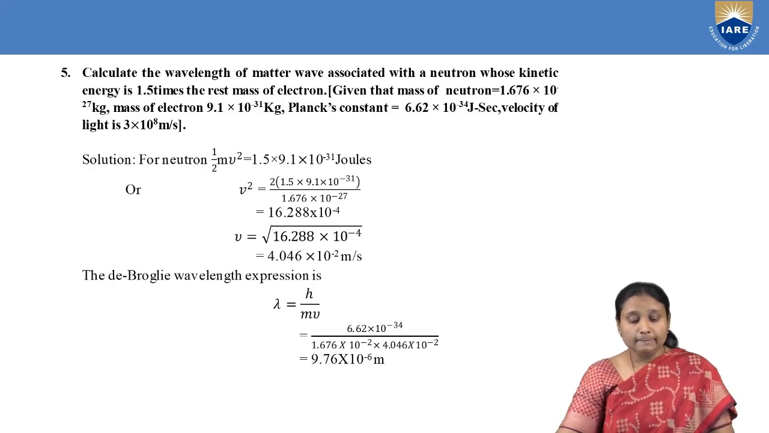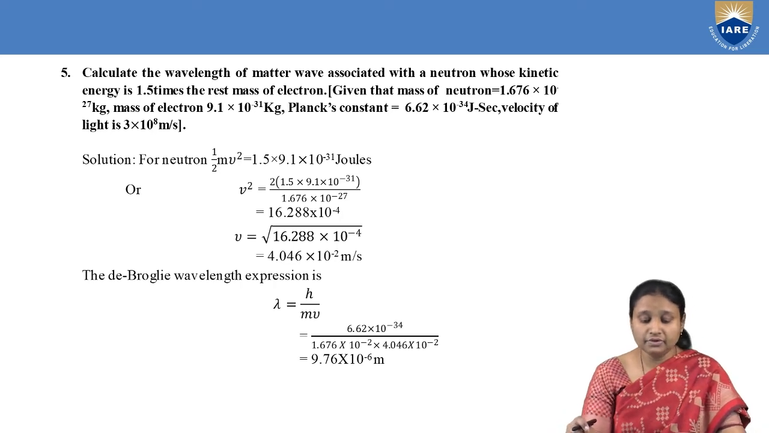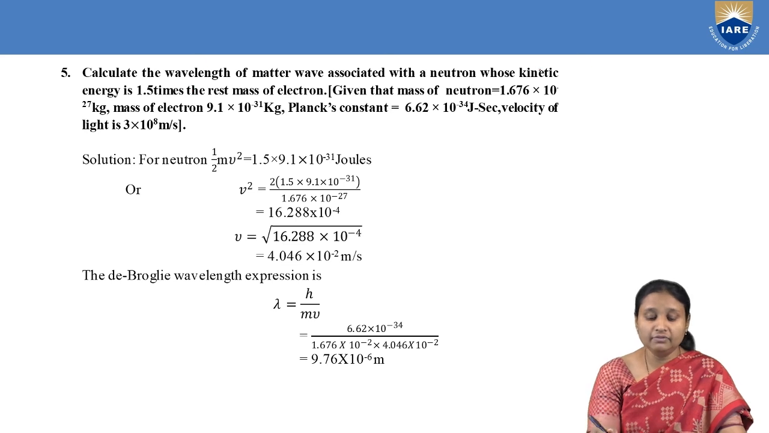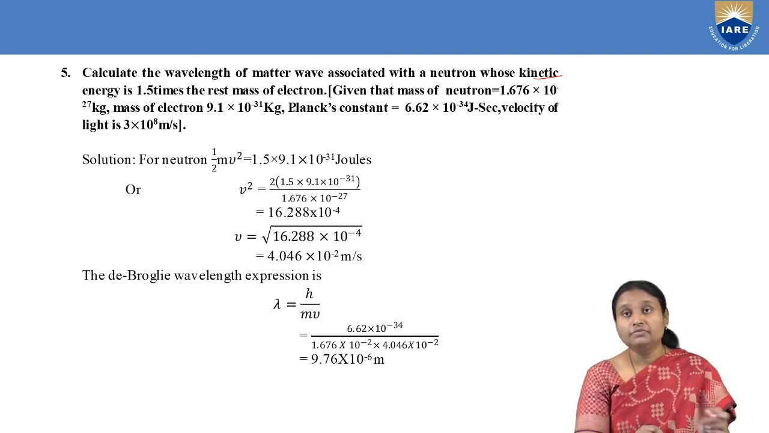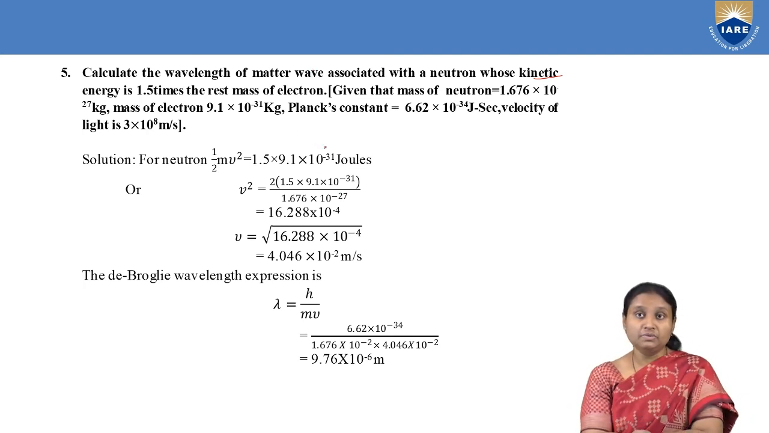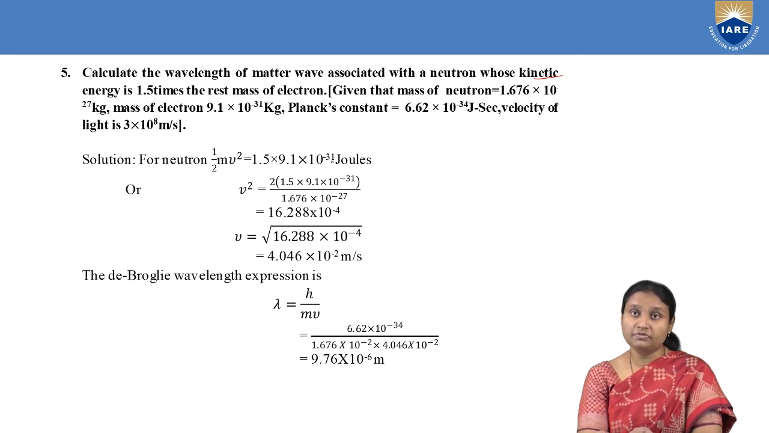Now here, of course, we were given the kinetic energy value, which is 1.5 times the rest mass of the electron. We were given the mass of the neutron, the mass of the electron, and the velocity of light, and we were asked to find the wavelength of the matter wave. First, because we were given the kinetic energy value, which is 1.5 times the rest mass of the electron, what is the rest mass of the electron? 9.1 into 10 power of minus 31.